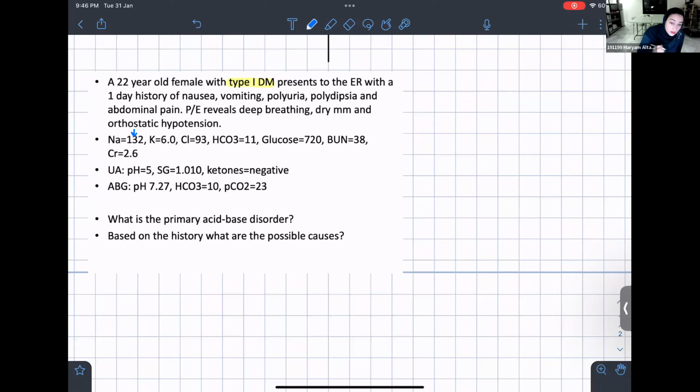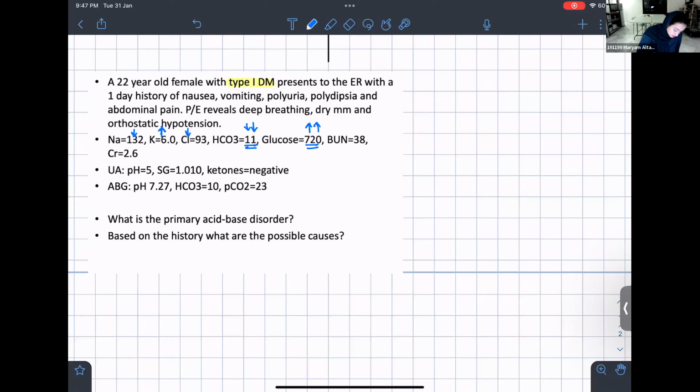Our potassium is 6. Is that high or is that low? Remember, normal potassium is 3.5 to 5. High. Okay, wonderful. Chloride is 93, which is low. And bicarb is 11. Bicarb is very low, right? If our normal is around 20, 11 is really low bicarb. Okay, glucose is 720, which is extremely high. BUN is high, creatinine is very high.